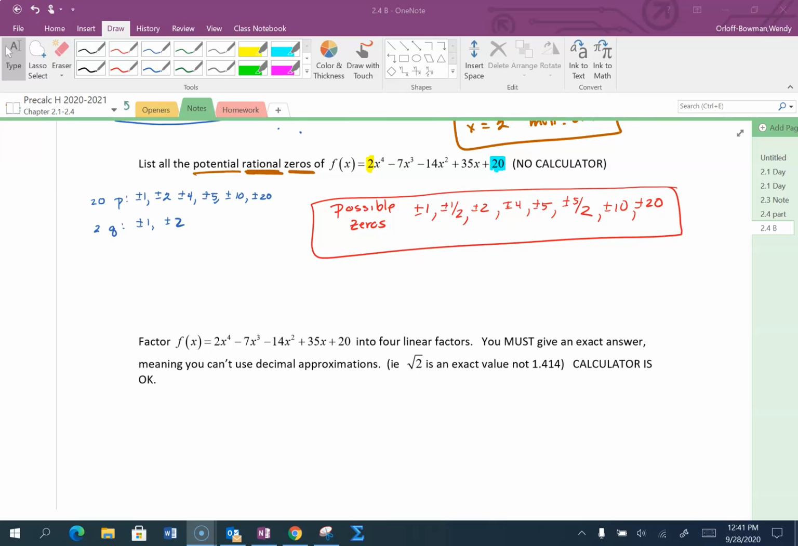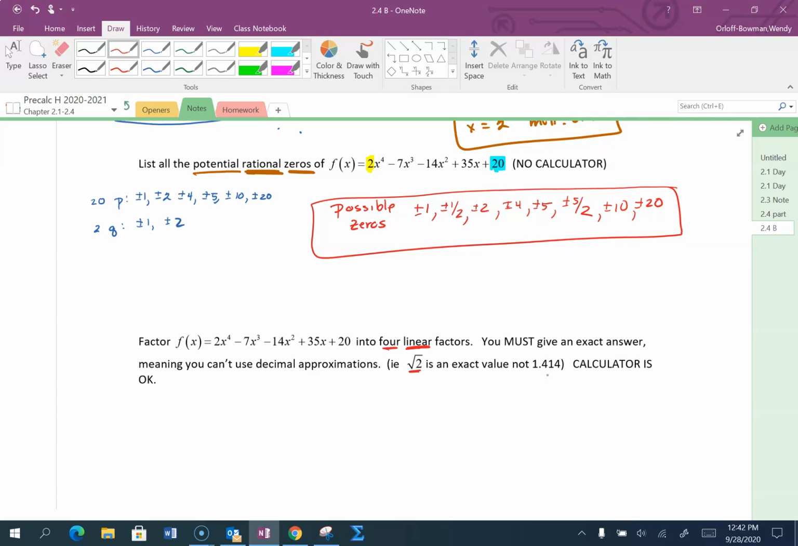So we're going to factor f of x. This is the same f of x from the one where I asked you to find the possible zeros, into 4 linear factors. Linear. The degree of 1 is on x, okay? You must give me an exact number, meaning no decimal approximation. So the square root of 2 is an exact value. Its decimal approximation of 1.414 is not. The calculator is okay. So I want to refresh your memory.